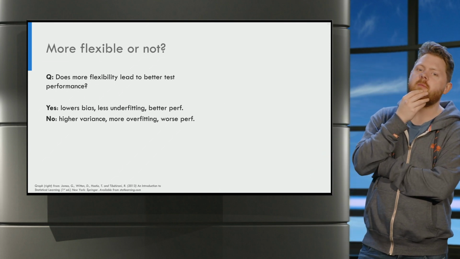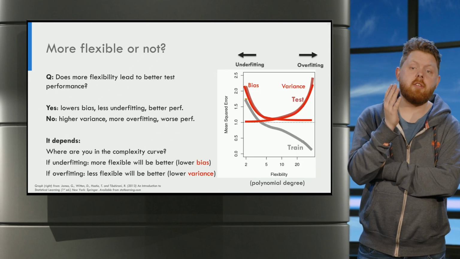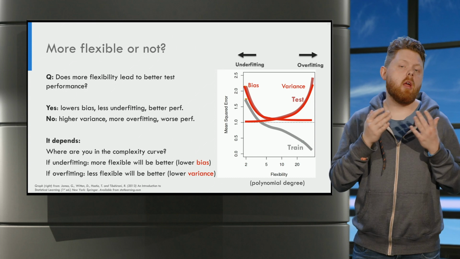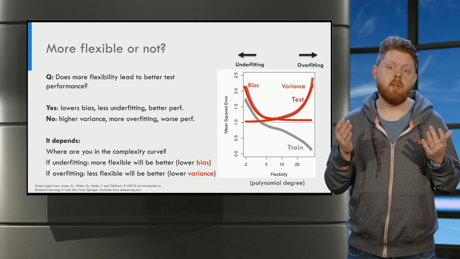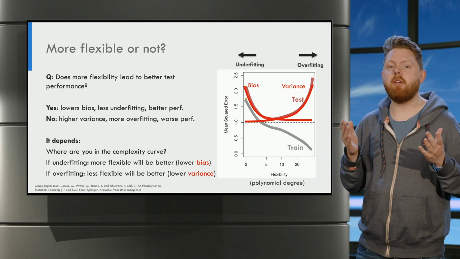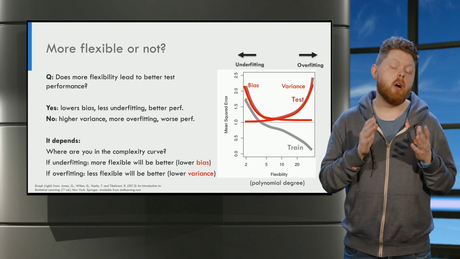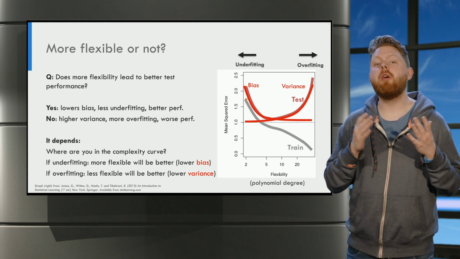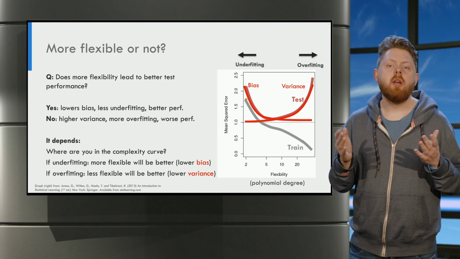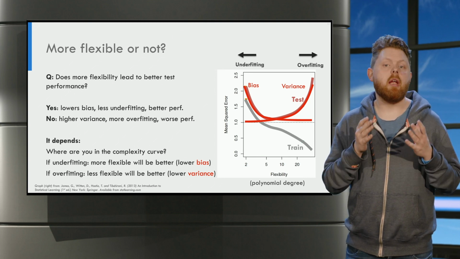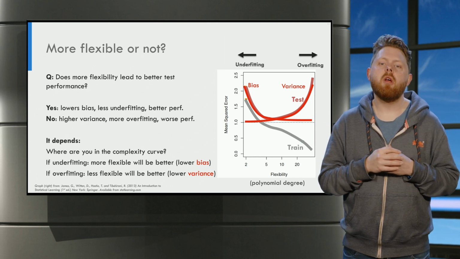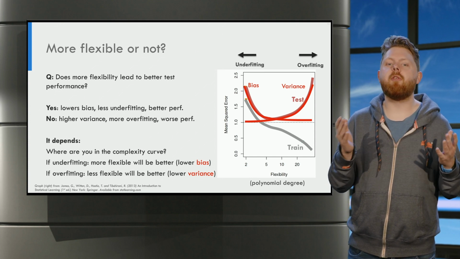Now, which is it? Well, the answer is it depends on where you are in this complexity curve. If we are in the underfitting regime, on the left, our bias is dominating the error. Then we should try and lower the bias as much as possible. Thus, if we are underfitting, we should increase flexibility. If we are in the overfitting regime on the right, the variance is very large. In that case, we should try to decrease flexibility to reduce this variance. Thus, if we are overfitting, we should decrease the flexibility.